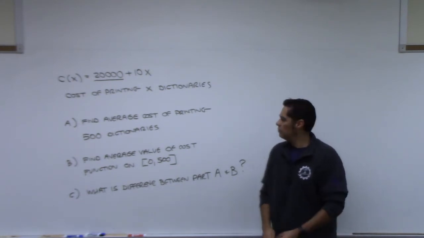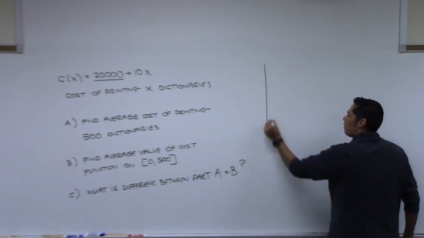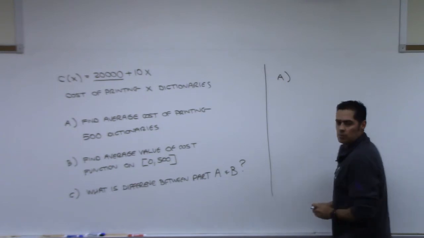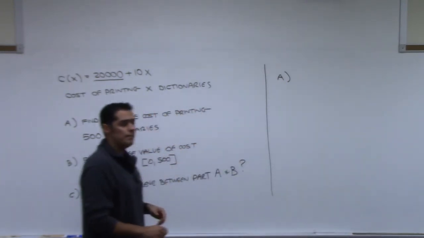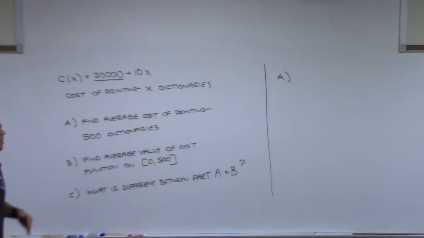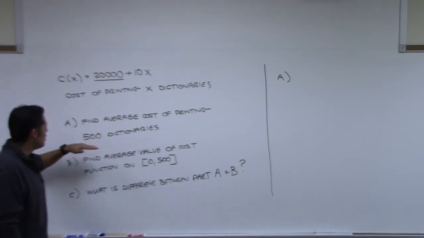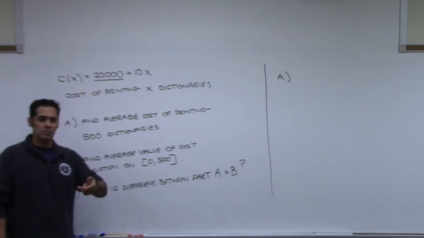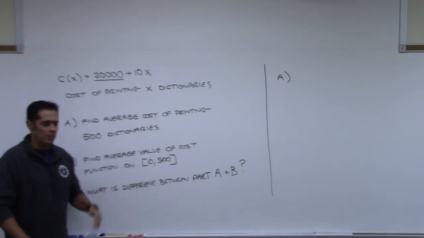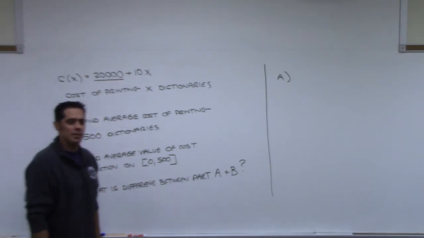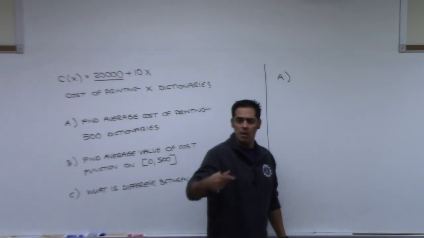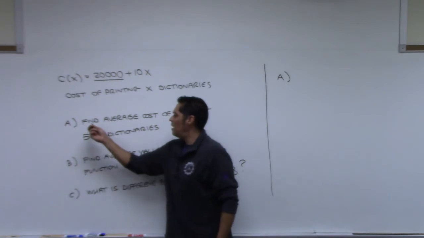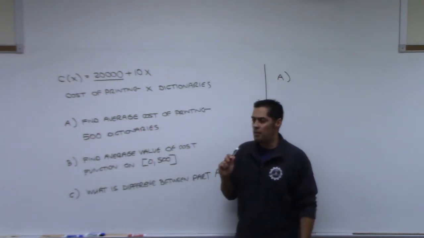So how do we do that? What is part A asking us for? Plug it in? What do you mean plug it in? If you plug 500 into this, what is that going to give you? In words, what is that giving you? The cost of what? Of printing exactly 500 dictionaries, right? That's not what it's asking for, though. It says find the average cost of printing 500 dictionaries.